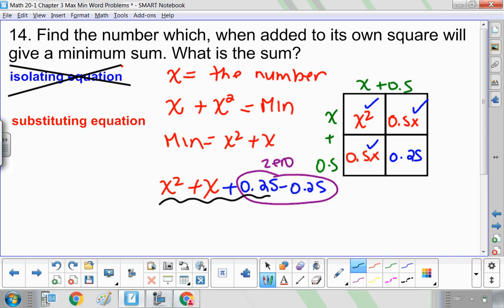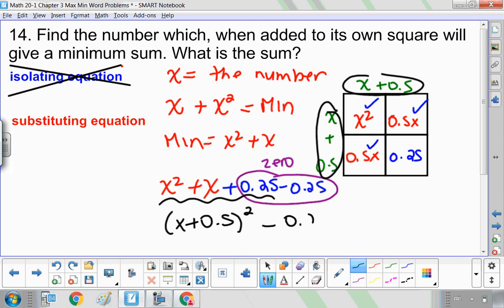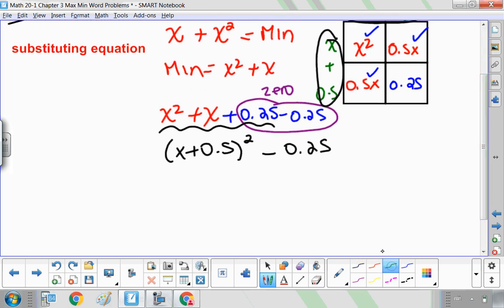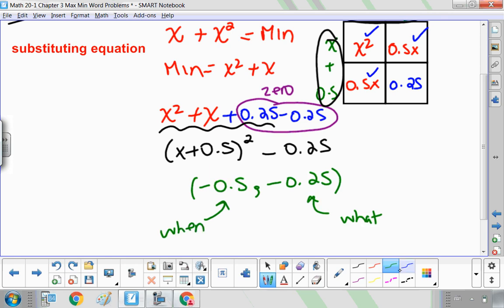So let's factor my perfect square trinomial, which I know factors as x plus 0.5 times x plus 0.5, or x plus 0.5 squared. And then the minus 0.25 goes on the outside. So stating the vertex, it is opposite of the inside and straight up on the outside. So in terms of my vertex, this is what my max or min is. This is when my max or min occurs.